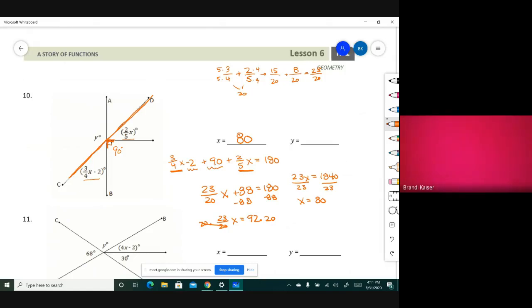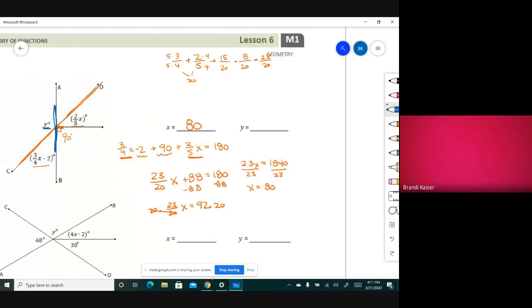Whew. I know that was a lot of work. It was crazy. But the nice thing is now that we know x is 80, we should be able to find y. Try to pick out the best relationship you can. If I look at where y is located, there's not a vertical angle to y. There are some linear pairs though. If I look at A to B, this is a line segment, which means that y plus this 3/4 x minus 2 should add up to 180 because they form a linear pair. So I'm going to work this out over here. y plus 3/4 x minus 2 should equal 180.